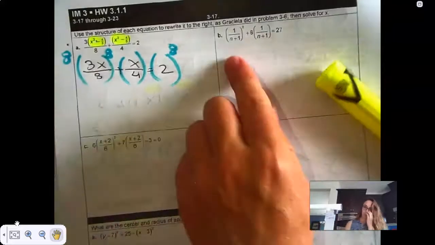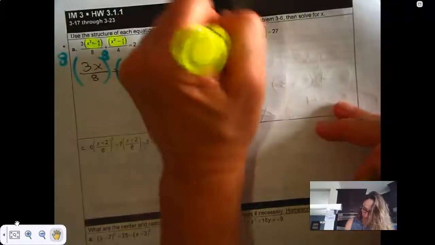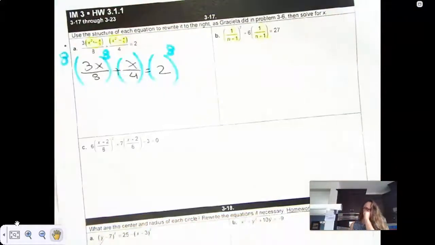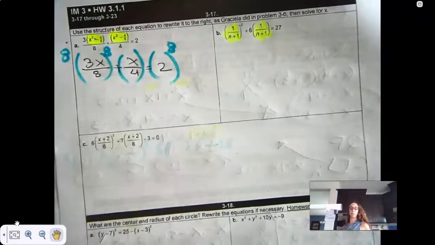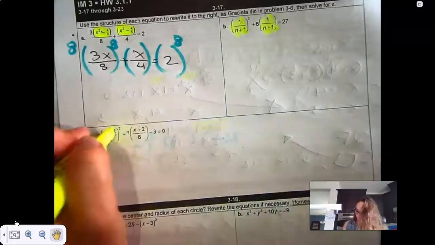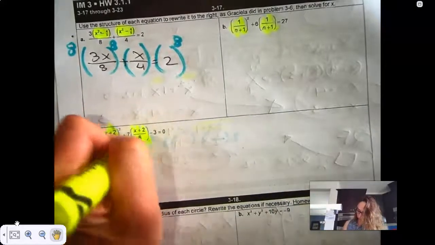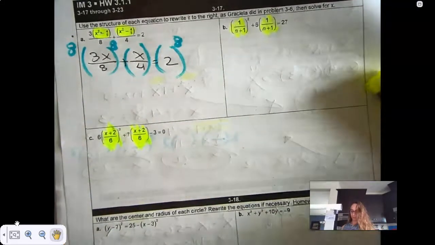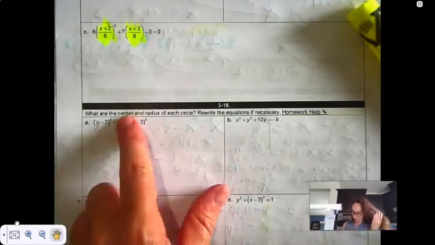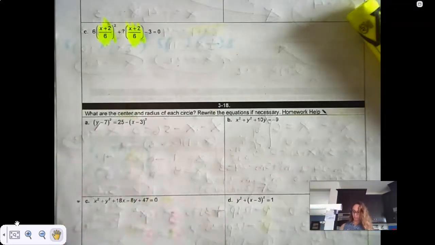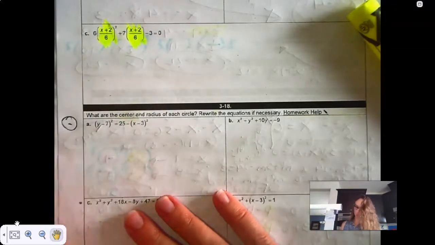This problem, same thing. Make that your x. I'm not saying this is easy. I would definitely use homework help. Some of you said you really are. Same thing here. I would use homework help. Okay? Now this is asking about center and radius. So that means they're talking about a circle.